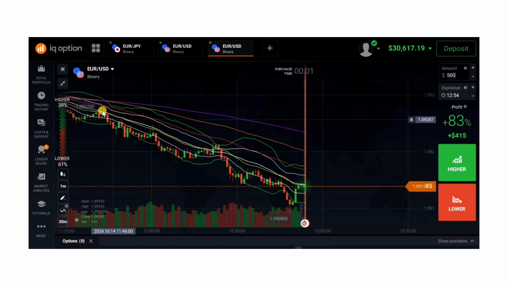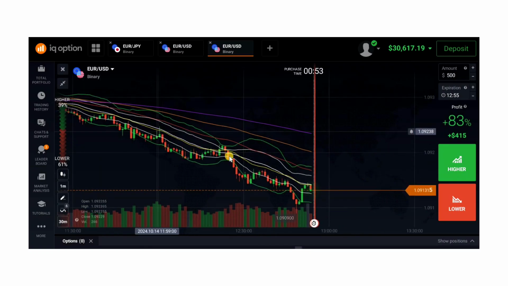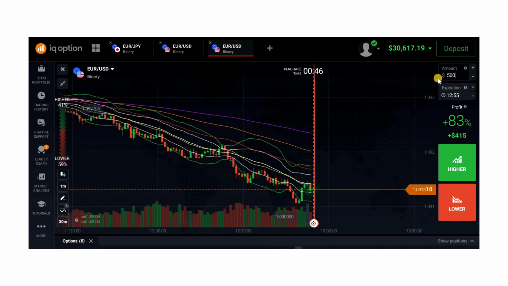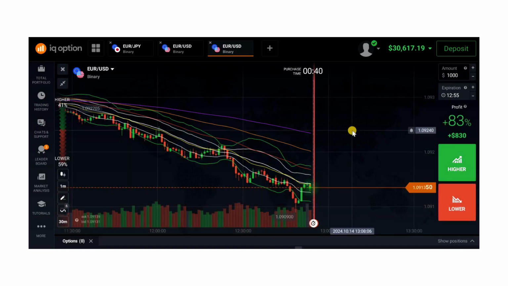Now, if you look at this, you see that every time the market comes to the 20 EMA, which is the yellow one, it tends to go down. If it comes back there, it tends to go down. See, it tends to go down. So now it's there again, so it will tend to go down. So what I'm going to do now is I'm going with $1,000 and I'll go with a call trade.